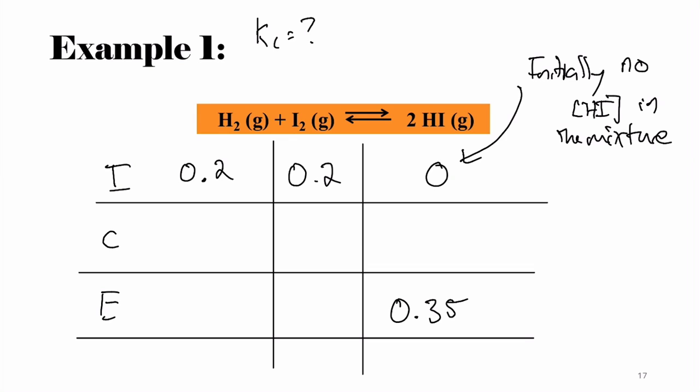And what things in this ice table do we want? Equilibrium values for all of them. We want the equilibrium values, right? Because that allows us to solve for Kc. Does anyone have any idea how we can fill in the rest?